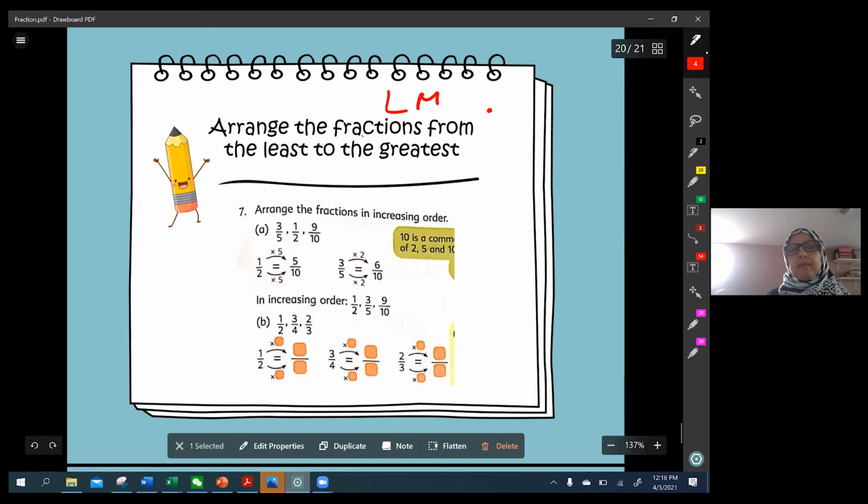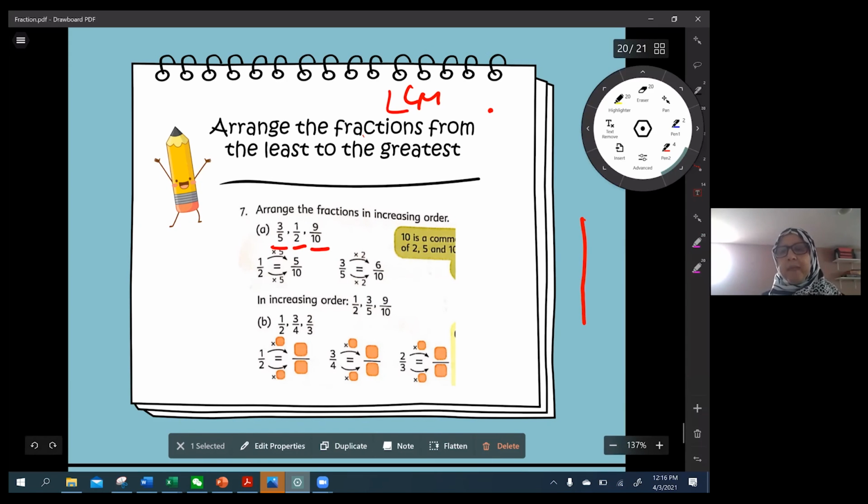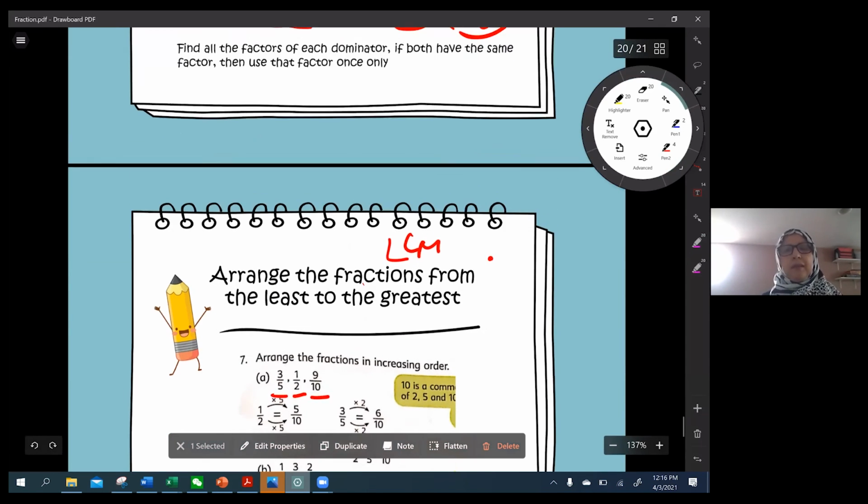Okay, 5, 2, and 10. What is the lowest common multiple? 30. Okay, let's go back, we need to understand. I know this is the first time, it's okay. Let me go back and show you what the lowest common multiple means. What is the lowest common multiple between 9 and 6?